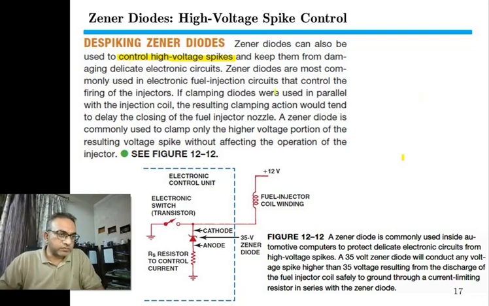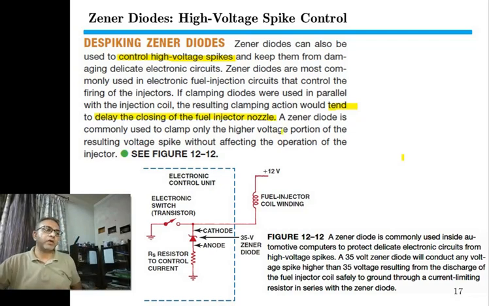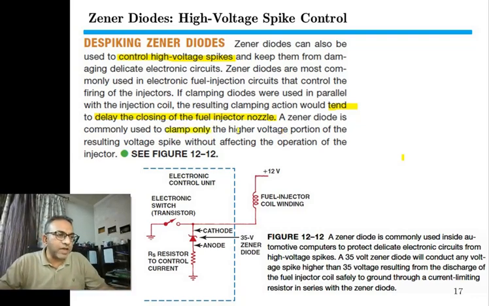Because clamping diodes tend to delay the closing of the fuel injector nozzle. So if we use clamping diodes, they will be harmful to the timing system. Hence, the efficiency will be decreased. A Zener diode, on the other hand, is commonly used to clamp only the higher voltage portion of the resulting voltage spike without affecting the operation of the injector.